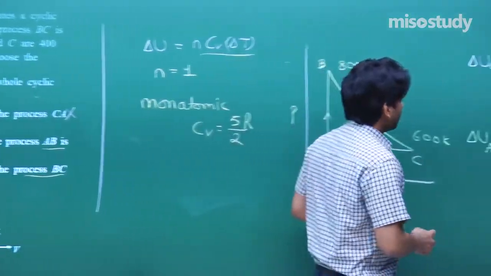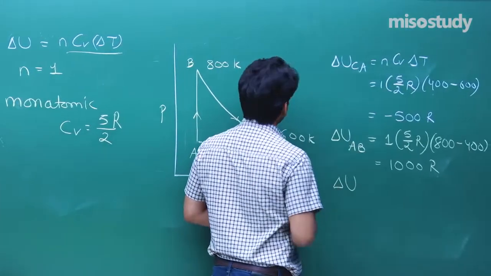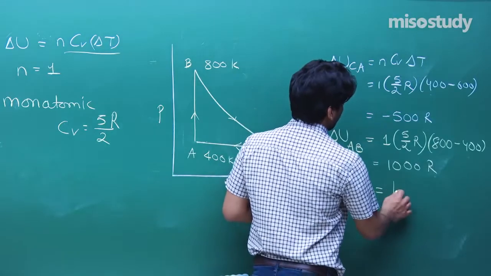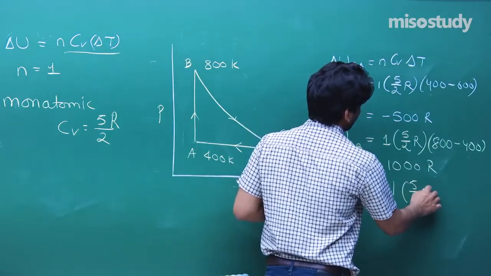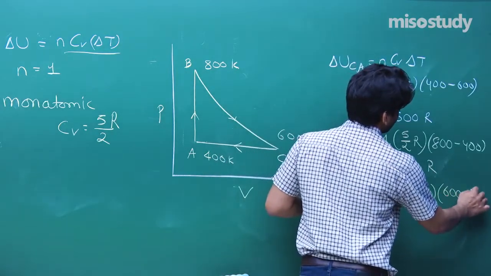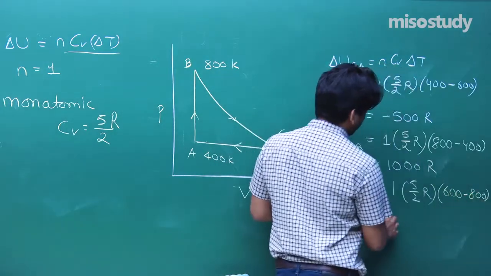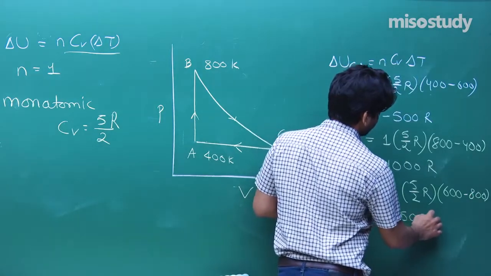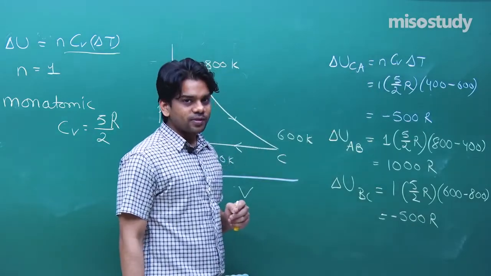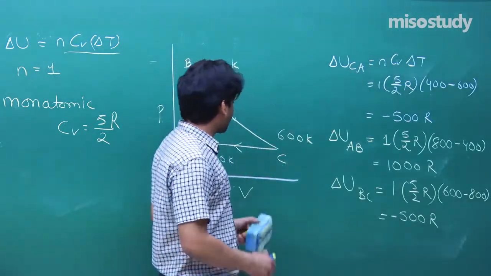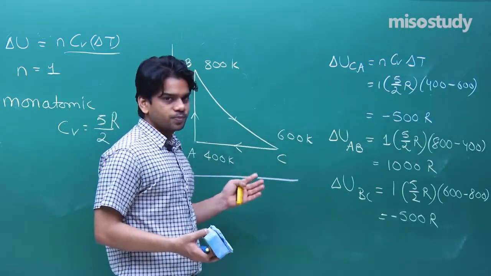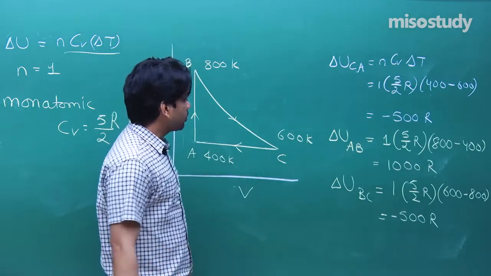Let's see, the change in internal energy for BC is given as 1 into 5/2 R multiplied with delta T, that will be 600 minus 800. So this will come out to be minus 500 R. Now the total change in internal energy of the entire process. The process is going from A to B to C, or you can take any way, it will be 0. The cyclic process will be 0. That is what we can see.